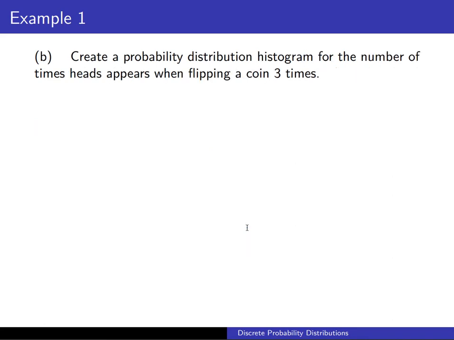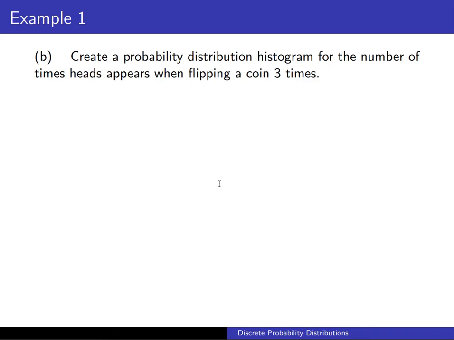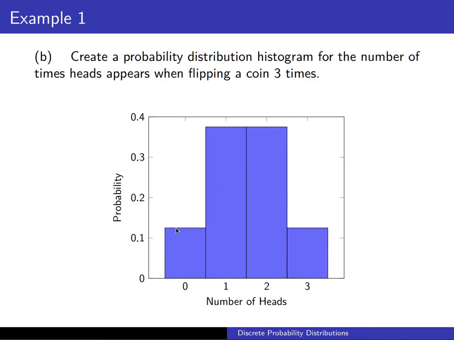So part B, create a probability distribution histogram for the number of times heads appear. So it's just taking this table, and the x values in this first column will be our horizontal axis. The probabilities will be along the vertical axis, and we just create a visual representation, and it looks just like this. So 1/8 is 0.125, and 3/8 is 0.375. So these bars in the middle are 3 times the size of the bars on the ends. So that's the probability histogram for flipping a coin 3 times and counting the number of times heads appears.